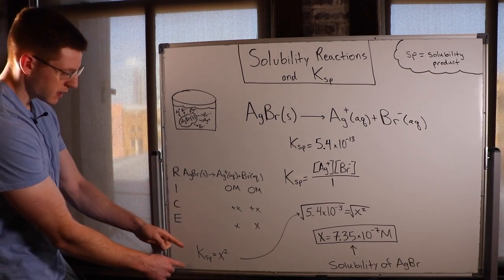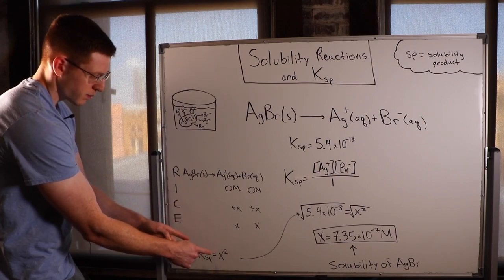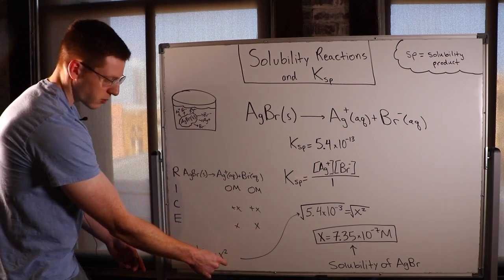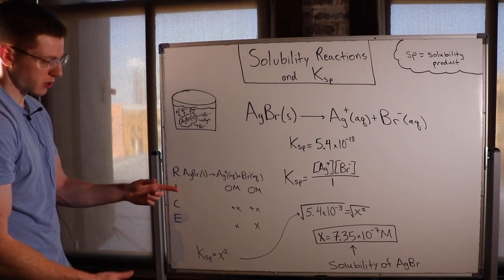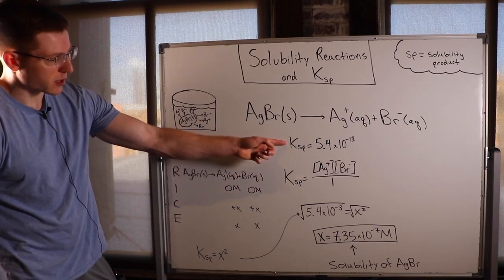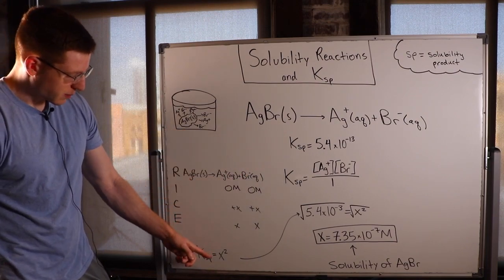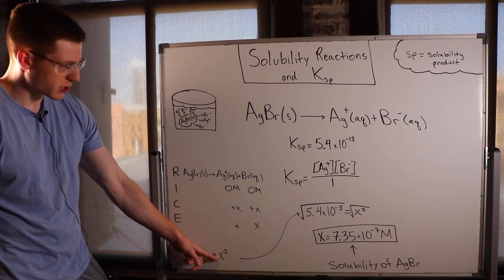So our Ksp, or our equilibrium expression for this process, is going to be x squared over 1, really. We didn't write anything here because we don't include the pure solid. So if we know our Ksp, 5.4 times 10 to the negative 13, we can simply set that equal to what we obtained from our ICE table for our equilibrium expression.